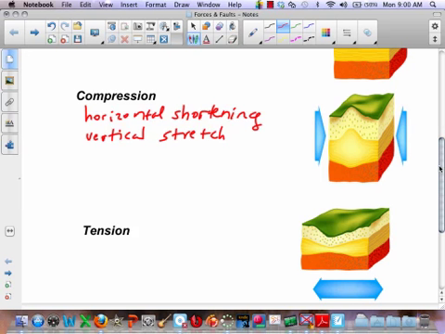So we have a horizontal stretch, but a vertical shortening. Okay, so tension is basically the complete opposite of compression.